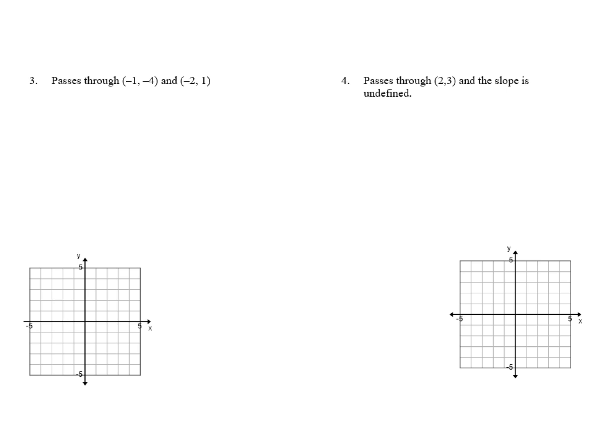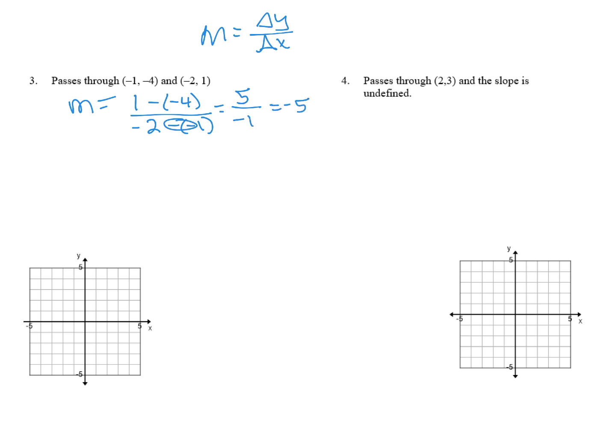Now, please keep in mind that if you're given 2 points, the first thing you need to find is going to be the slope. And remember, the slope is the change in y over the change in x. So I'm going to subtract my y's, so 1 minus negative 4, over the x's, negative 2 minus negative 1. That's 1 plus 4, so that's 5. That's negative 2 plus 1, which is negative 1. So my slope is negative 5.